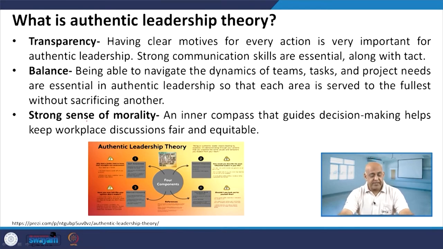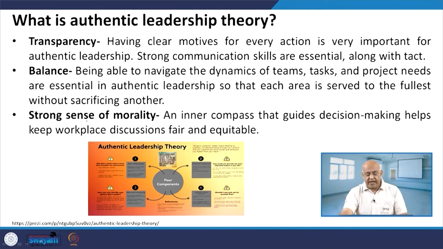Second is the transparency. Having clear motives for every action is very important. For authentic leadership, strong communication skills are essential along with the tact. So, yes, you will be having the different tactics there, but then there is a requirement of the strong communication skills and transparency. So, when I connect the transparency and communication and the tact, then whatever the leader is doing, he should communicate why he is doing it, what is the purpose, what is the goal, what is the intention.